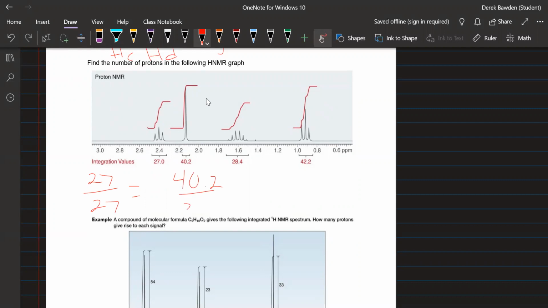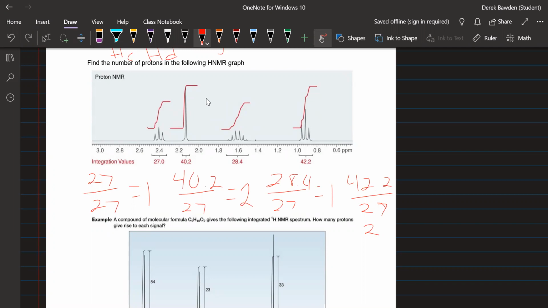40.2 divided by 27, 28.4 divided by 27, and 42.2 divided by 27, okay? And when you do that, this one equals 1. The second one is about 2. The third one is about 1. And the last one is about 2, okay?